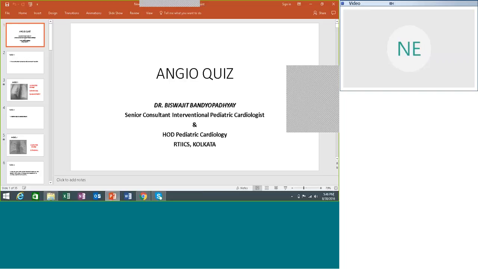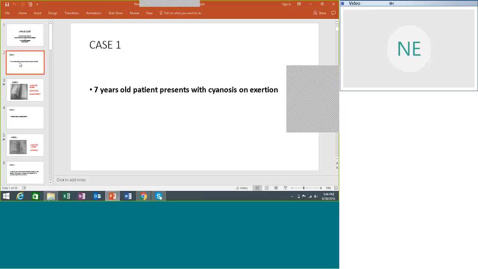So I've connected to net through the iPhone. So here we have some NGOs for you, and so this is case one.